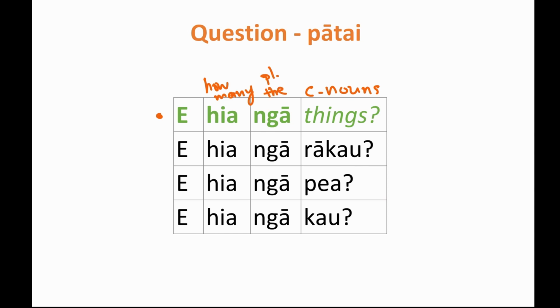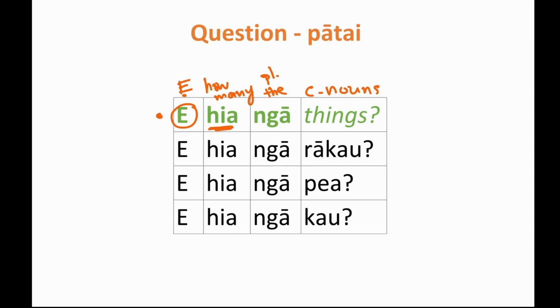Now, it is a little bit unique. When you're counting in te reo Māori, the particle before the hia changes depending on what you're counting. Okay? When you're counting common nouns, common things, this is the e particle, particularly for counting objects, not people. This particle changes depending on what you're counting. But for the main segment of this lesson, you only really need to know e, because we're just counting things.